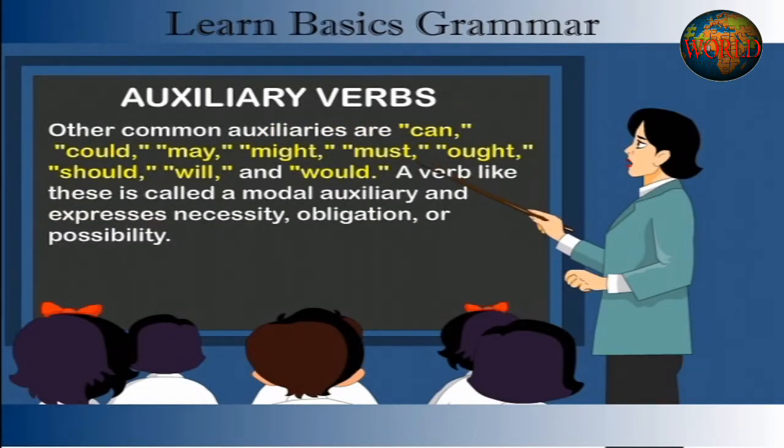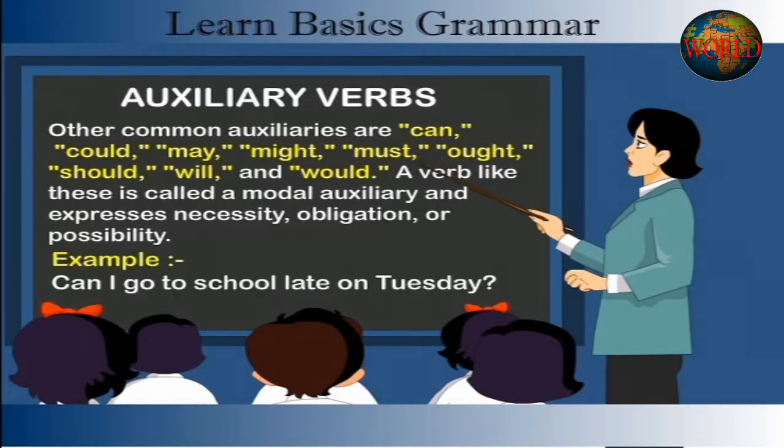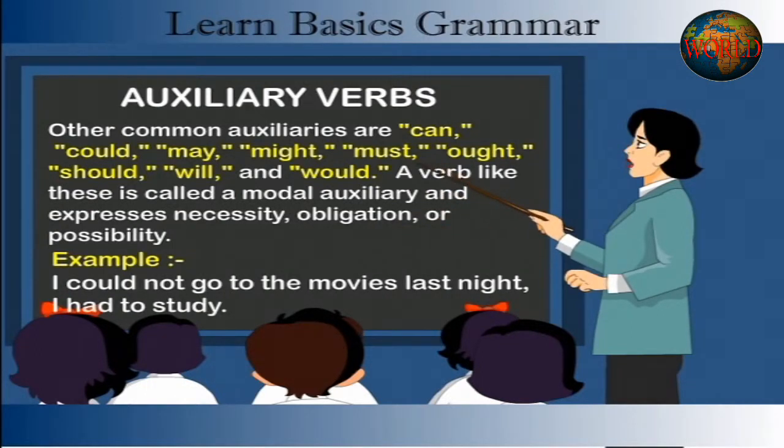Other common auxiliaries are can, could, may, might, must, ought, should, will, and would. A verb like these is called a modal auxiliary and expresses necessity, obligation, or possibility. Example, can I go to school late on Tuesday? I could not go to the movies last night. I had to study.